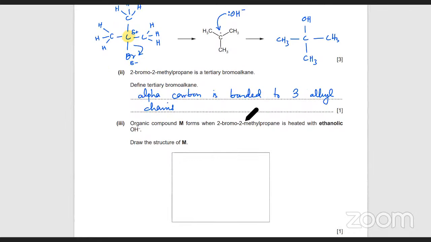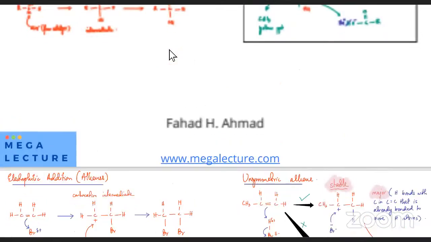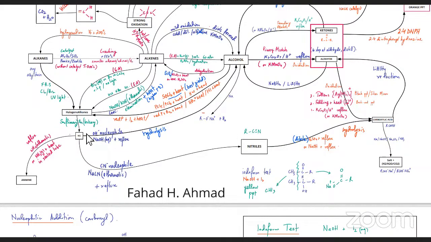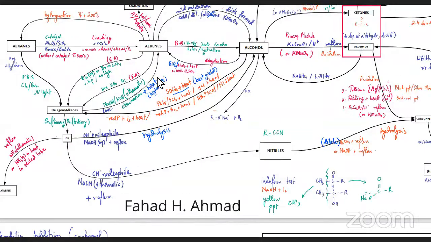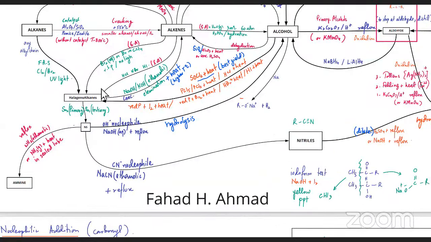Here, organic compound M forms when 2-methyl propane is heated with ethanolic OH-ions. ठीक है? Now ethanolic OH-ions, वापस उस पे आओ. Halogenoalkanes. Now remember this, कि अगर aqueous NaOH या OH-ions use किया ना, you'll get substitution. और halogenoalkanes में, if you use ethanolic NaOH, ये ethanolic है, ठीक है? और heat कर रहे हो उसके साथ, so it will turn into an alkene. The halogen will be lost and instead you'll get a double bond. तो वरना substitution होती है. Halogenoalkane, halogen की जगह OH आ जाता है. But if you have ethanolic, then it will turn into an alkene.